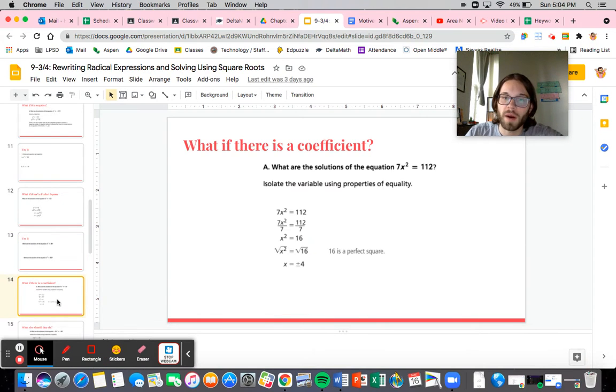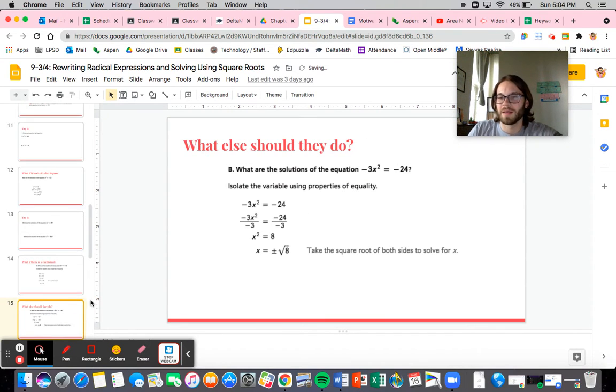Now, what if you already have a number in front? Well, I think you kind of know the answer to this problem. You're going to divide, right? And if you can, simplify. If you can't, leave the fraction. I think for our purposes, they're going to be able to simplify.